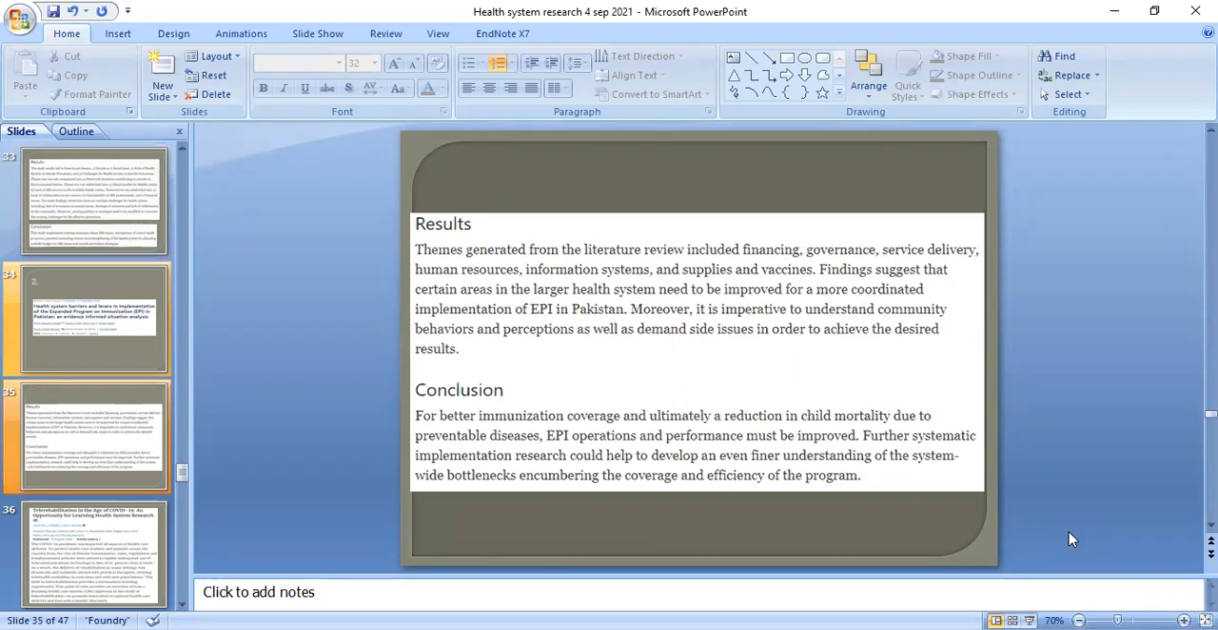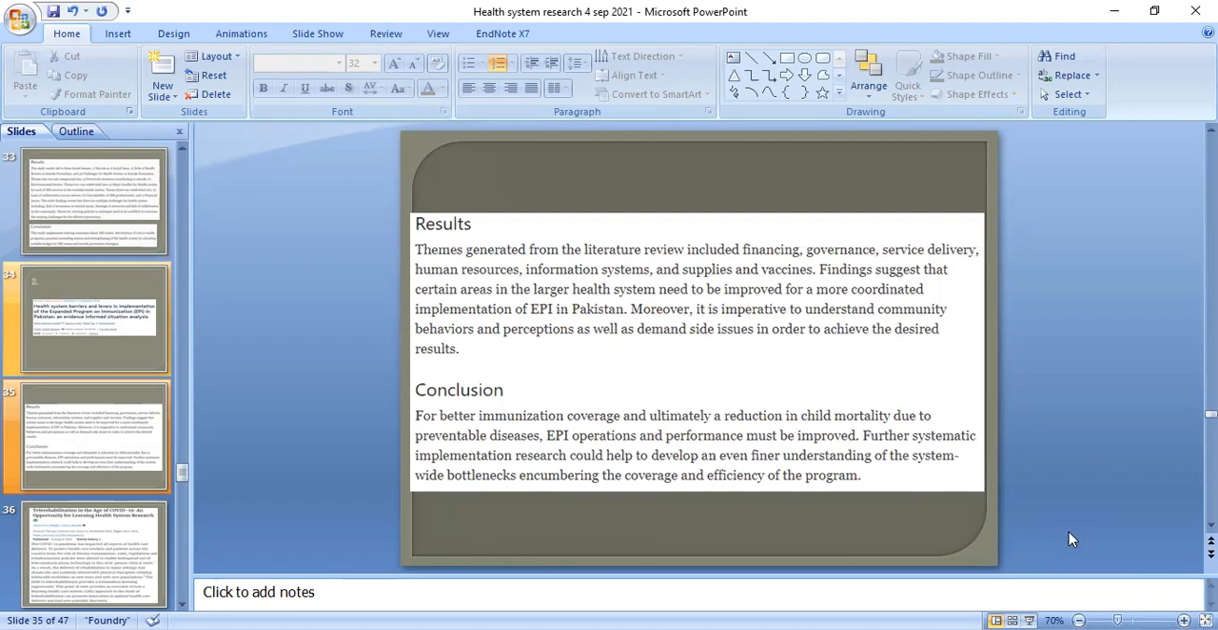Findings suggest that certain areas in the larger health system need to be improved for a more coordinated implementation of EPI in Pakistan. Moreover, it is imperative to understand community behaviors and perceptions as well as demand side issues in order to achieve the desired results.